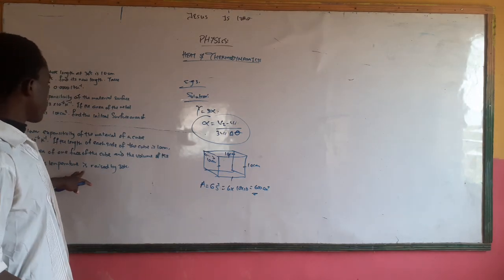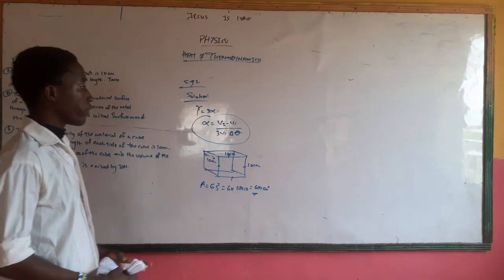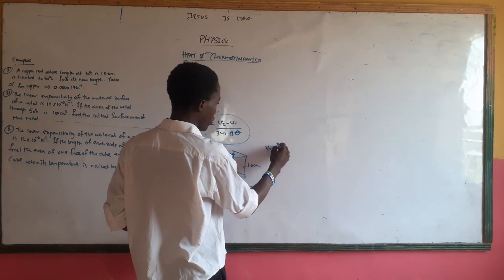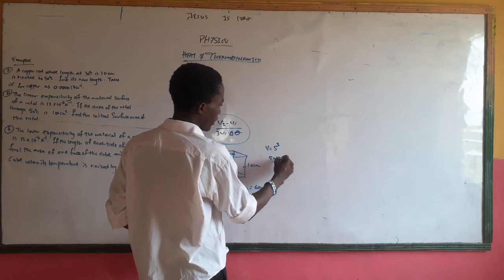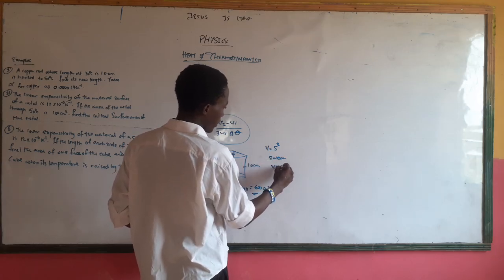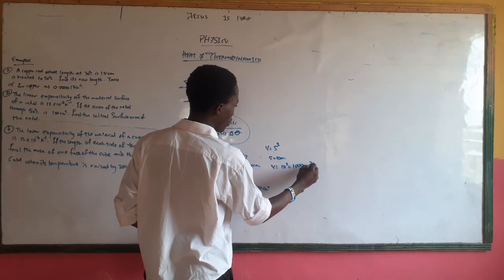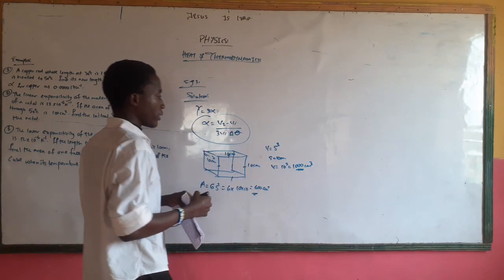The next thing we're going to do is find the volume of the cube. V is given as S cubed. Since S is 10 centimeter, V is 10 cubed, and that's 1000 centimeter cubed. I believe you understand this.